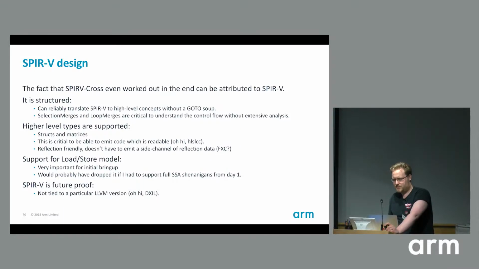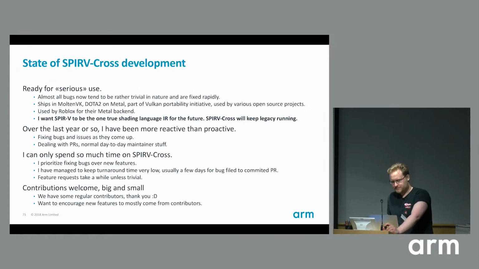You have structs and matrices as high-level types, and some people will dislike them because they're not useful, but I think they're really great because it helps reflection, and the code you get back makes sense. It's not garbage with vec4s. That's the only type you have in the shader. You have support for load store model, which is great. It's future-proof. So DXIL is being stuck with a particular LLVM version. We'll see how that goes. So SPIR-V is great for that because it is well-defined. It's not tied to an LLVM version, and I think that's very important going forward.